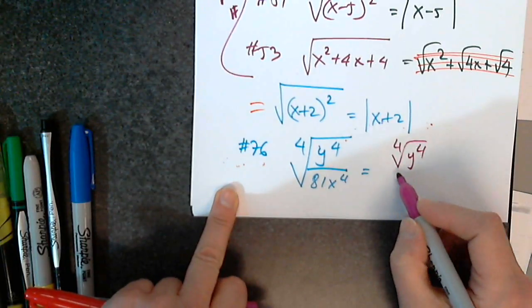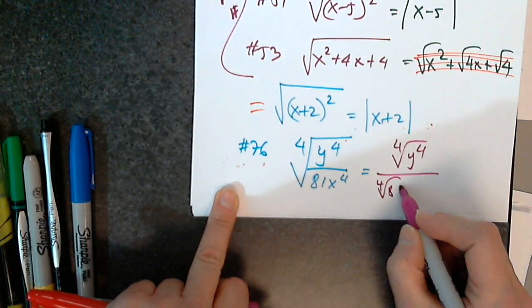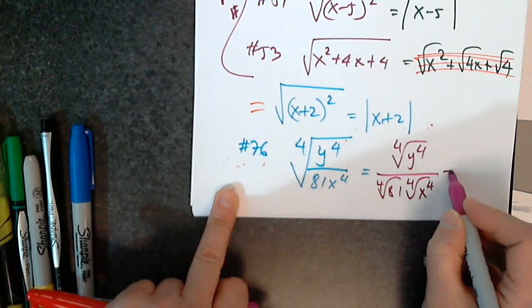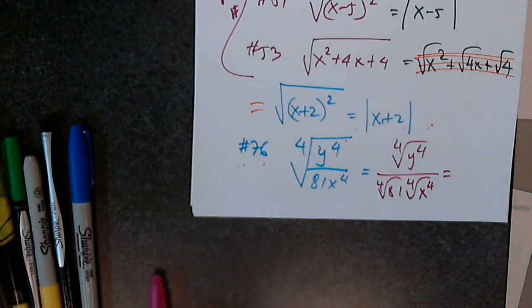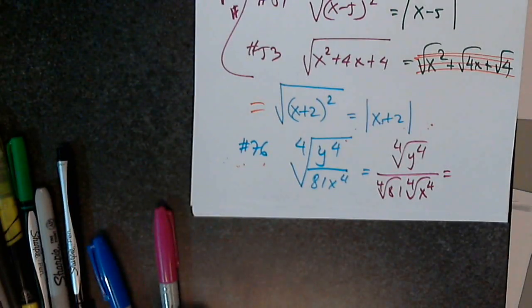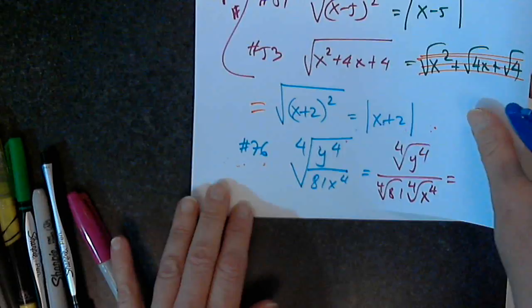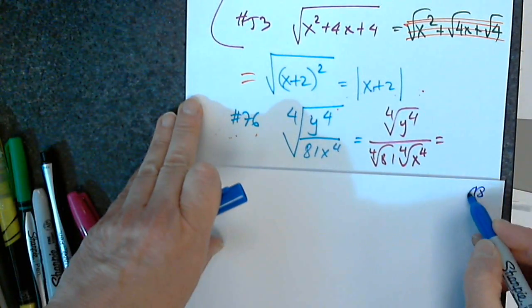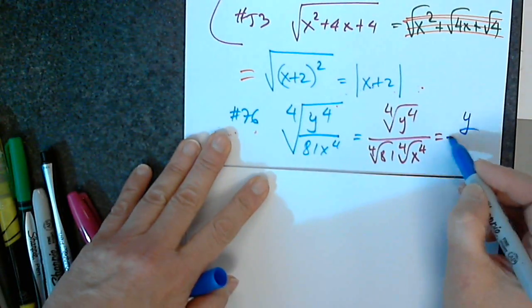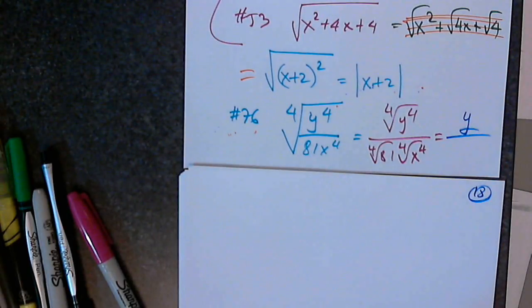Root of y to the fourth, root of 81, and the fourth root of x to the fourth. Excellent. So I'm using rule number 2 and rule number 3, actually. Good. And then what do I get at the top? Very good. I'm told everything is positive, otherwise I would have used the absolute value. Good. And then the fourth root of 81.